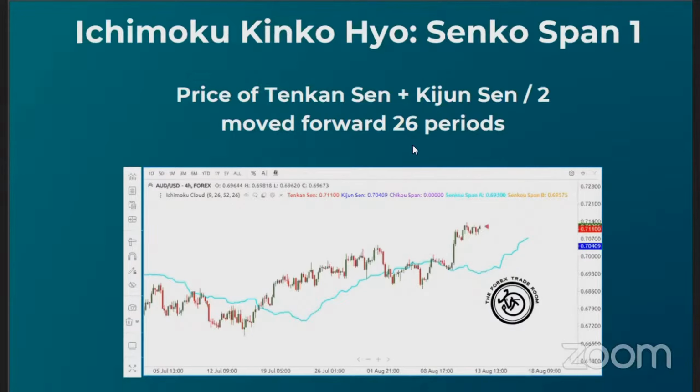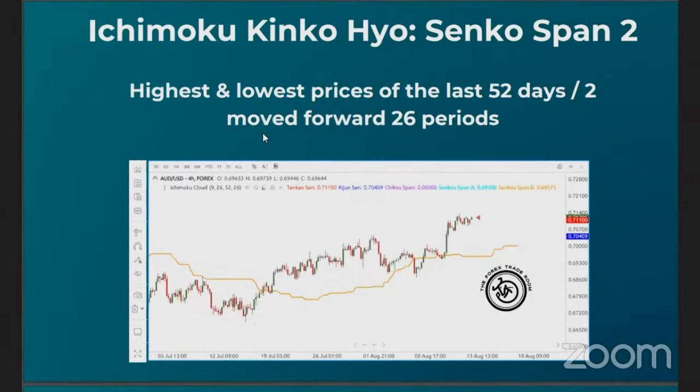So that's that. Now we look at what we call this orange line here, the Senkou Span 2. The fifth line is the highest and the lowest price of the last 52 days, another base number, divided by 2, and moved forward 26 periods. So go 26 candles forward. It's another forward projection. Now it looks crazy because we're just going line by line, but you'll see how it all comes together here, so you can gain an understanding.